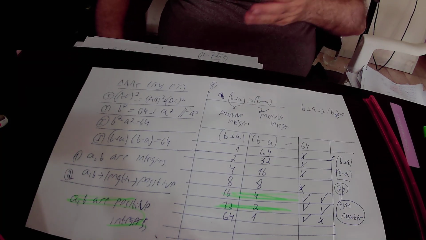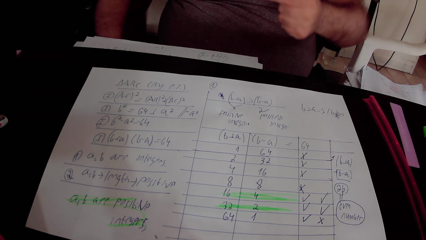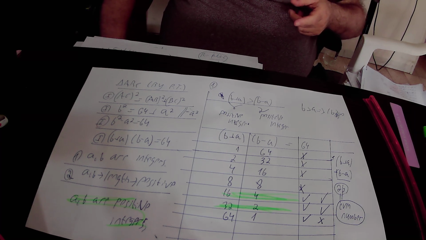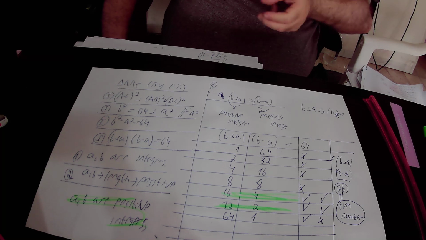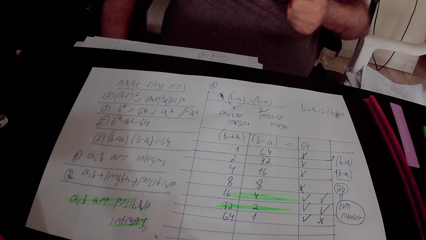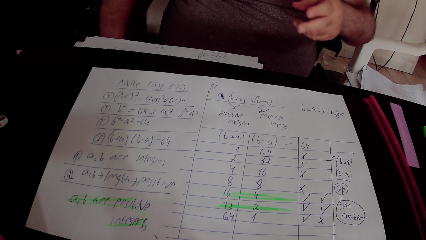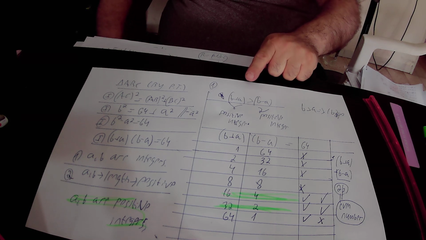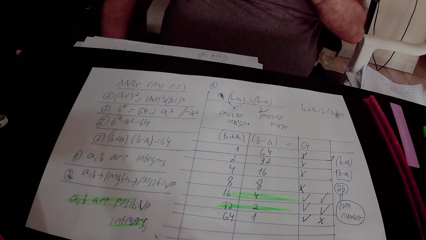And because a and b are positive integers, it means that a plus b will always be greater than b minus a. Why? Because if you add two positive integers together, the result is always greater than if you subtract the two integers from each other. So b plus a must be greater than b minus a.